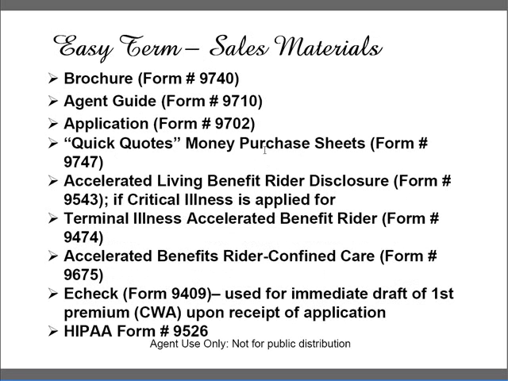The sales materials that are available for the Easy Term include a brochure, agent guide, the application, a quick quotes money purchase sheet, an accelerated living benefit rider disclosure if the critical illness is applied for, and also a terminal illness accelerated benefit rider form.